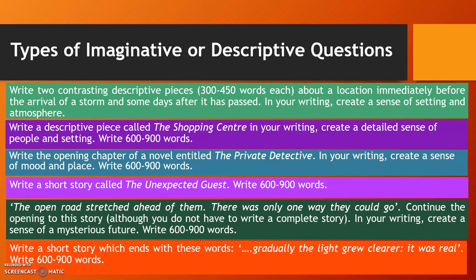That's what would happen. Now, the sixth prompt says write a short story which ends with these words. Gradually, the light grew clearer, it was real. Write 600 to 900 words. In the sixth prompt, you're given an ending of description. It is not an easy thing that you are writing a narration with the help of description. When you write, read it to see whether you are showing or just telling.